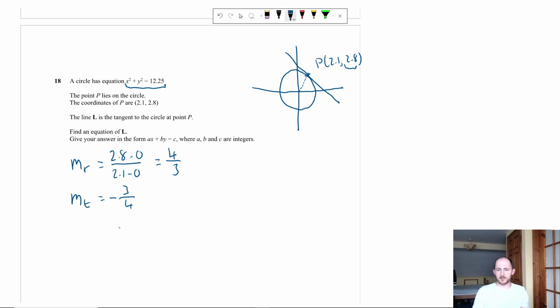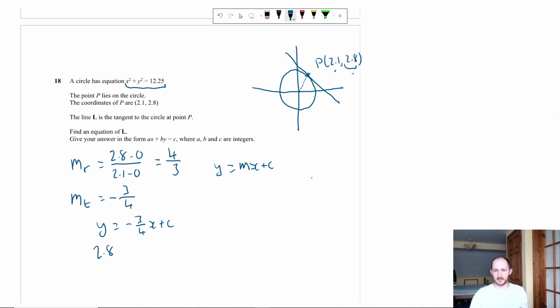So my equation for the tangent so far is minus 3/4 x plus c, because remember the equation that I want you to have burned into your memories for years to come is y equals mx plus c. Now how do we work out plus c? Because remember we do need to work out what c is. It says c is an integer. Well, what we need to do is sub in our coordinates. We know that x is 2.1, we know y is 2.8.